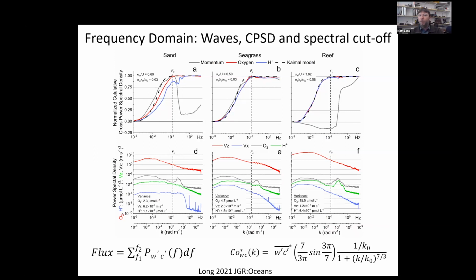So I can go into extensive detail on this, but I just wanted to give you a quick flavor of how we can use this frequency domain analysis to get rid of wave bias in our signal. We can use this cross power spectral density to calculate eddy covariance fluxes in the frequency domain. And we can use these cutoff frequencies to remove those high frequency variations while still being sure that we're capturing the majority of the flux signal.